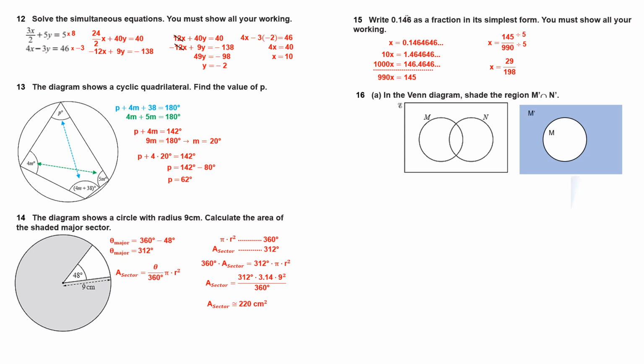The complement of a set N, denoted as N prime, is the set of all elements in the universal set that are not in N. The region representing the intersection of the complements of set M and set N is located outside both circles M and N in the Venn diagram.